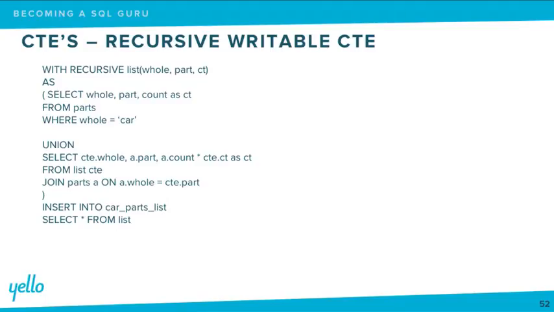Same thing with recursive CTEs. They can be writable as well. So let's say in this case, I have the exact recursive CTE that I had before, but now rather than making people continuously reference our original parts table, let's say I want to materialize my pre-aggregated table that goes through and says, hey, let's start with the car and show all of the parts that are necessary for that car and their counts. And I want my users to be able to use that.